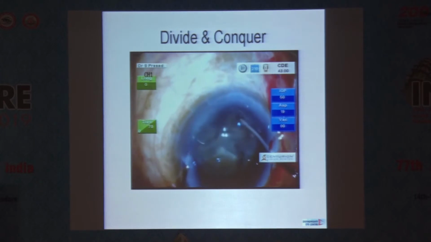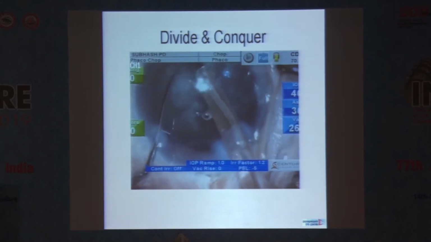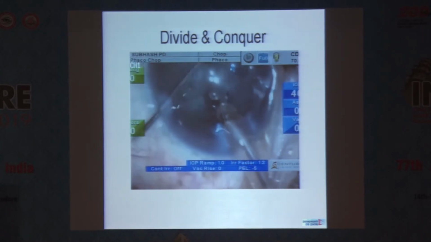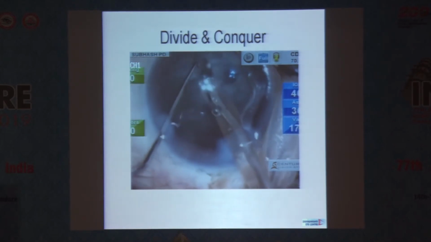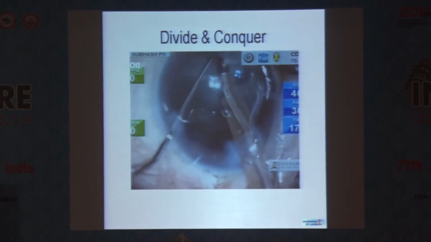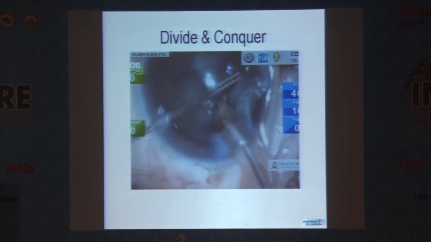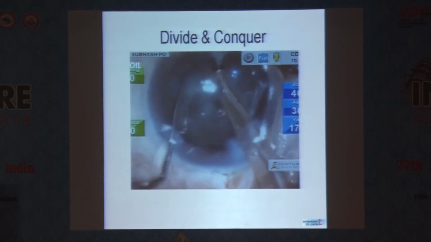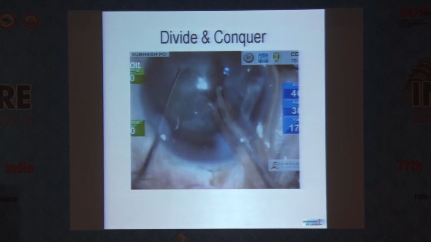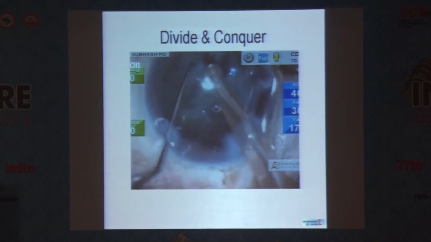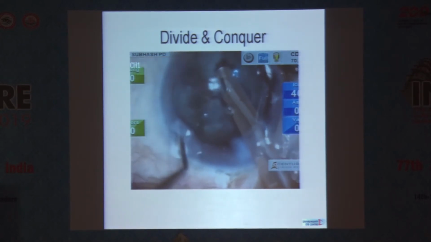You can use your handpiece and your chopper or anything, like in this video. You can use your instrument, which is all there in the eye, using the irrigation system to form the chamber. Once you make all the four quadrants, then it becomes very easy to emulsify the nucleus. You can emulsify it one by one.